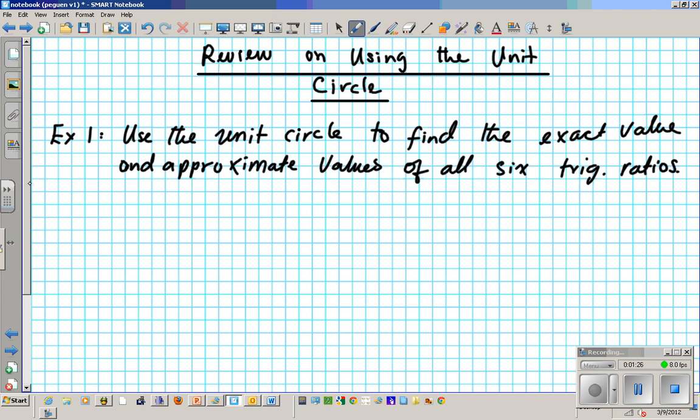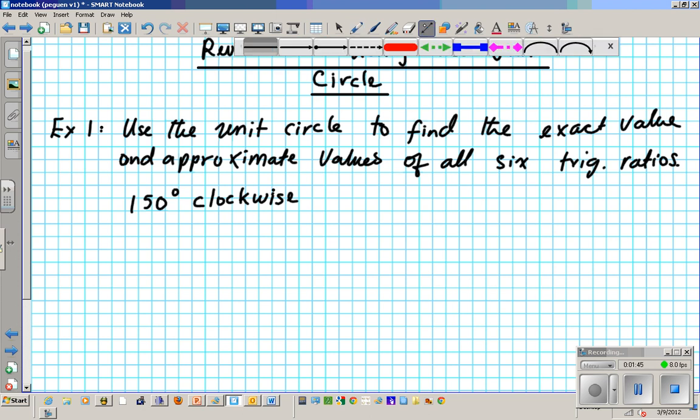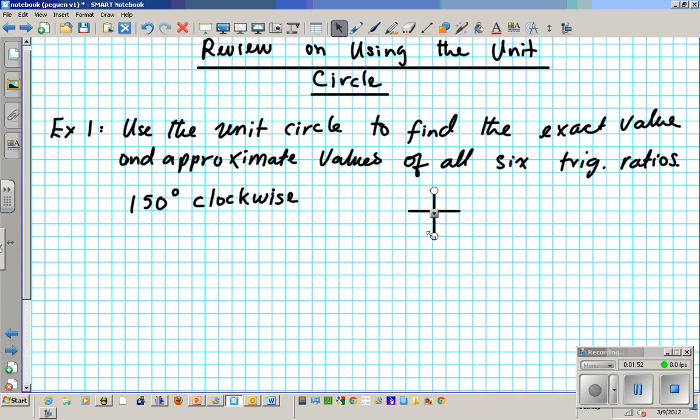Okay, all right. Let's say we had 150 degrees clockwise. What does clockwise mean? Clockwise means you're going in the direction of the clock. So this is our coordinate system, and we go clockwise, down and around like this. Since we're going down, that's negative. So 150 degrees clockwise is simply negative 150 degrees.